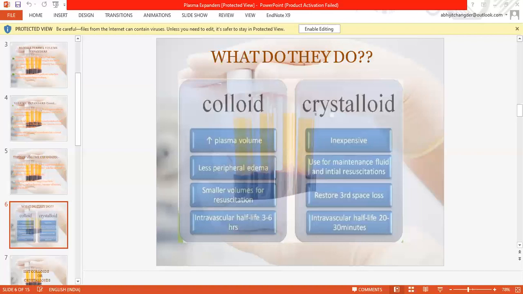So dextran is a polysaccharide obtained from sugar beet, which is available in two forms, dextran 40 and dextran 70. The most commonly used preparation is dextran 70. So the mechanism of action of these plasma expanders, we will follow in the next class.